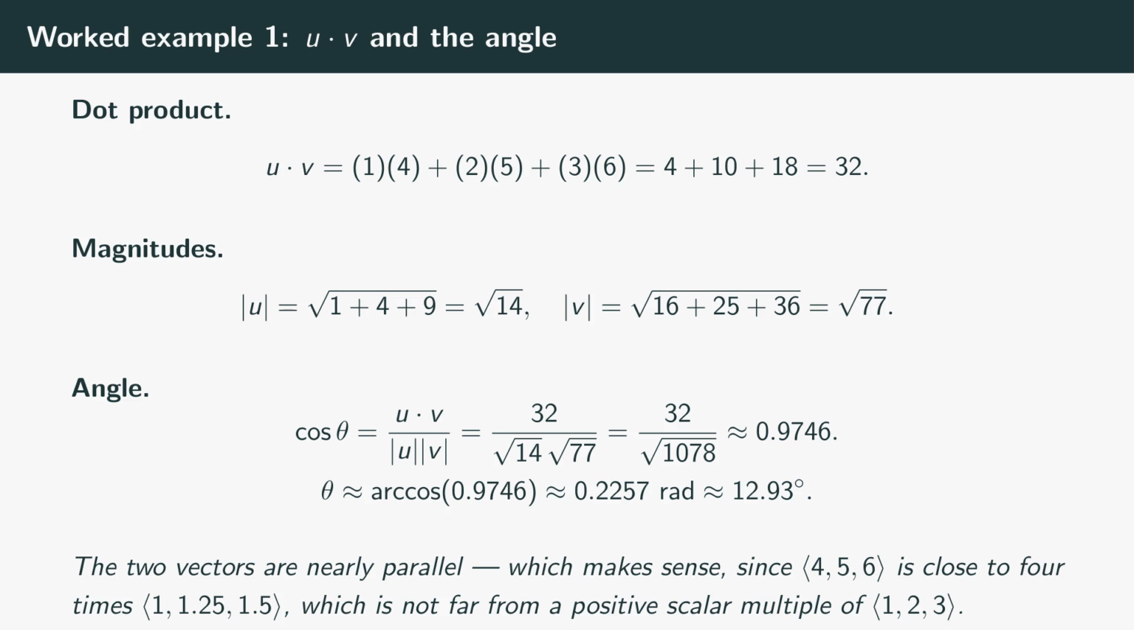That makes intuitive sense. The vector (4, 5, 6) is not too far from being a positive scalar multiple of the vector (1, 2, 3). If they had been exact multiples, the dot product identity would give cosine theta equals 1 and theta equals 0. They are close to that degenerate case, so the angle is small. The dot product just gave us, in 3 multiplications and 2 additions, a number whose interpretation is the cosine of an angle in 3-dimensional space. That is the magic of the geometric identity.